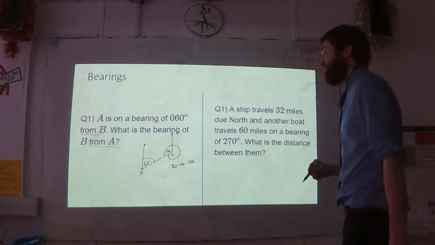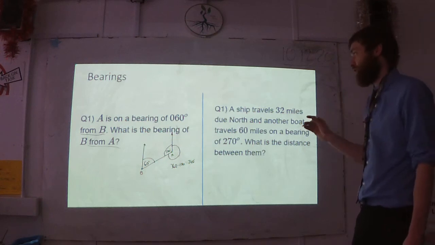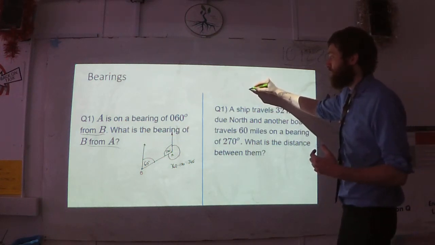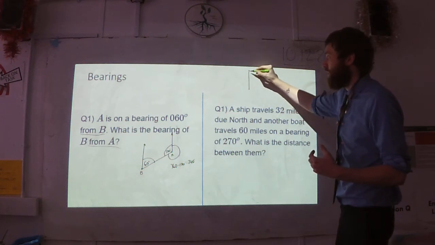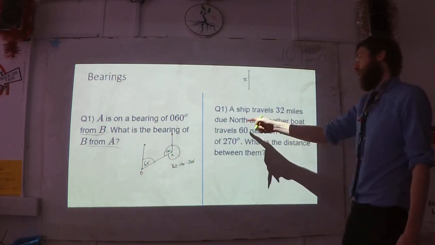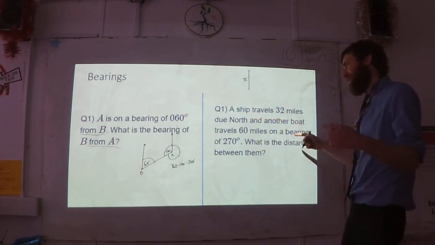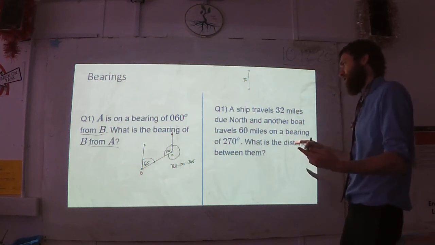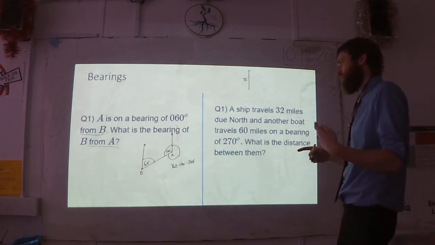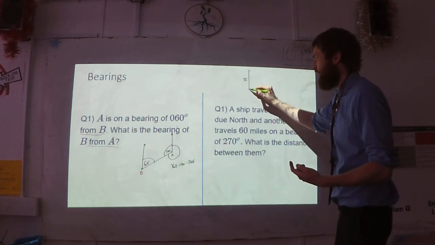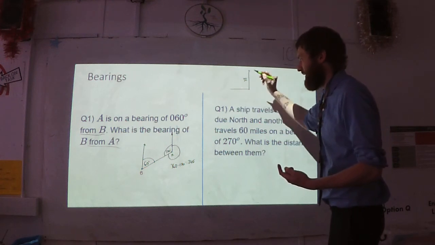Okay, let's look at this one here. A ship travels 32 miles due north. So therefore I'm going to draw up here. So a ship travels 32 miles due north. I'm going to label that 32. Okay? And another boat travels 60 miles on a bearing of 270. So therefore 60 miles on a 270 bearing. So it starts here, 90 would be here, because it's clockwise, 180, 270. So actually we're looking at a situation like that.